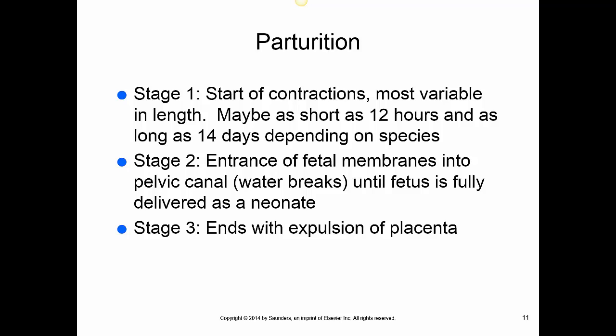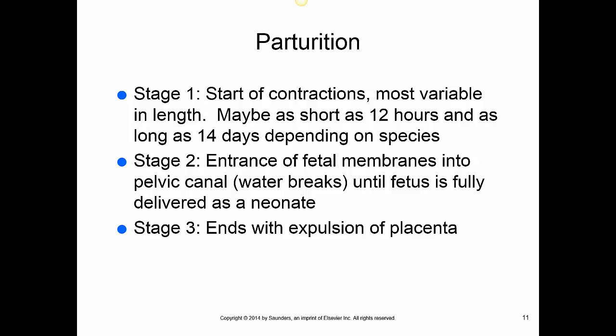Stage 1 ends with stage 2. And stage 2 is where the fetal membranes leave the uterus through the cervix and enter into the pelvic canal. This is usually when the water breaks. Stage 2 goes from when these fetal membranes enter into the pelvic canal and the water breaks until the fetus is fully delivered as a neonate. Once the fetus is fully delivered as a neonate, stage 2 ends. Stage 3 begins at that time, and stage 3 ends with full expulsion of the placenta. So remember, those are the 3 stages of parturition.